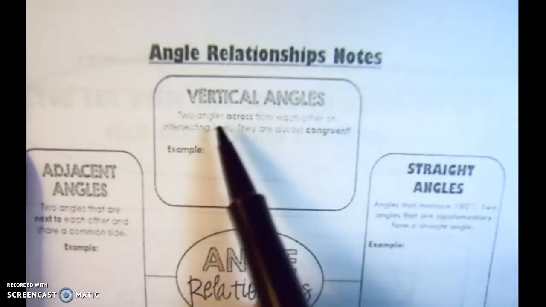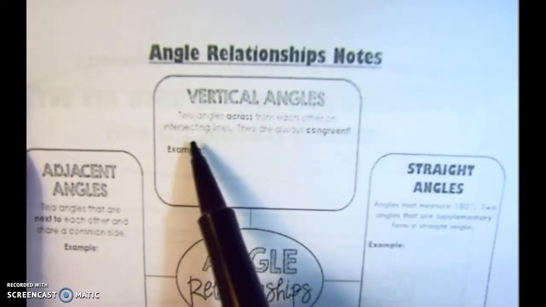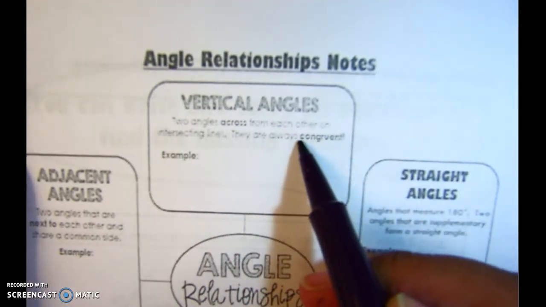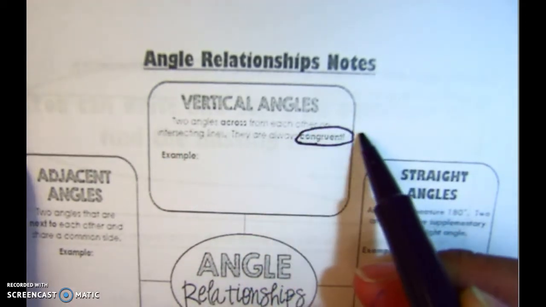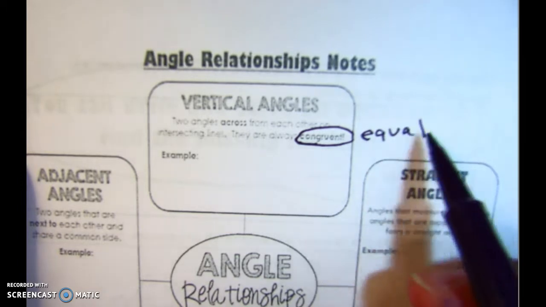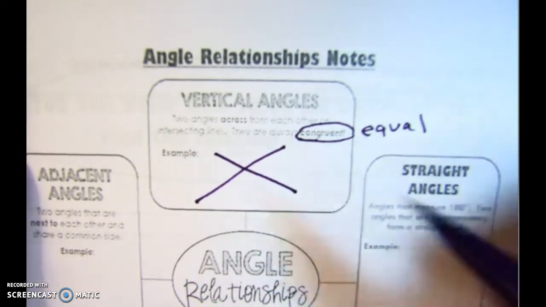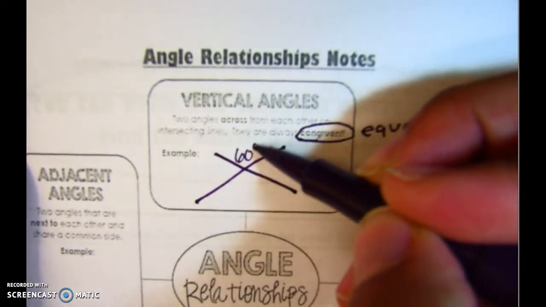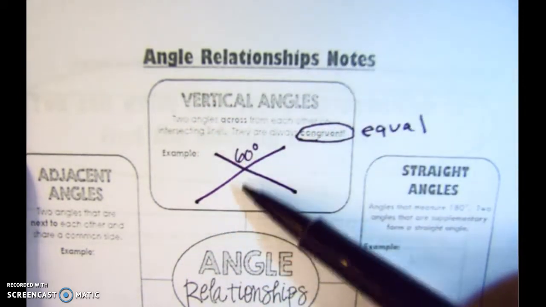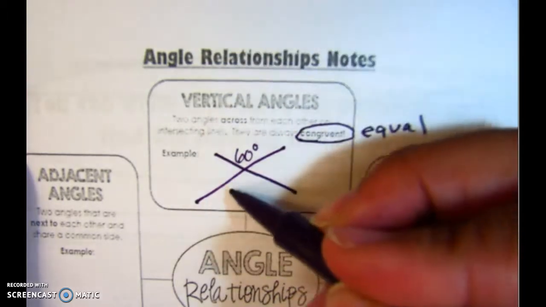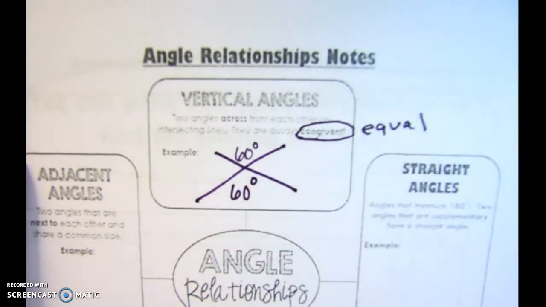One is vertical. Two angles across each other on intersecting lines are always congruent, and we know congruent means equal. To draw a little example, if I had two lines that were intersecting and this was 60 degrees, then the angle that's opposite of it would also be 60 degrees. That's the relationship that vertical angles have.